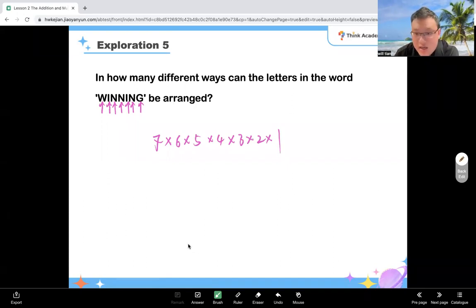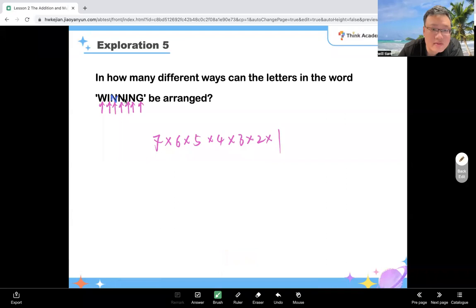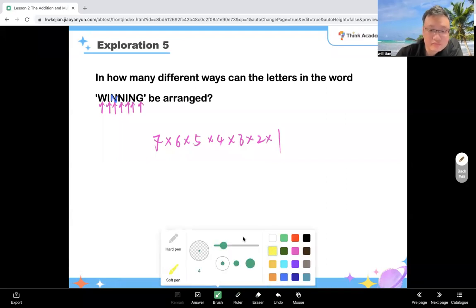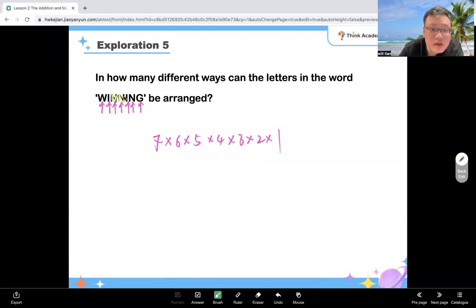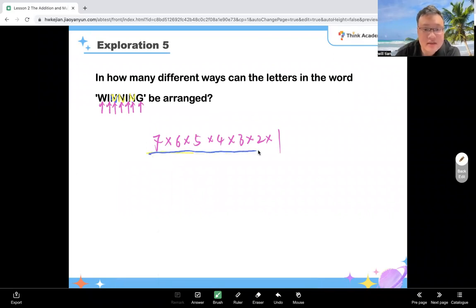But actually, they are not all different, right? You got 2 I's, they are the same. And you got 3 N's, they are the same, right? N, N, and N. You got 3 N's, they are the same. So you have to get rid of duplication about this N, because you got 3 of that, right? So the number of duplication that you have will be 3 times 2 times by 1. That is the duplication of N.